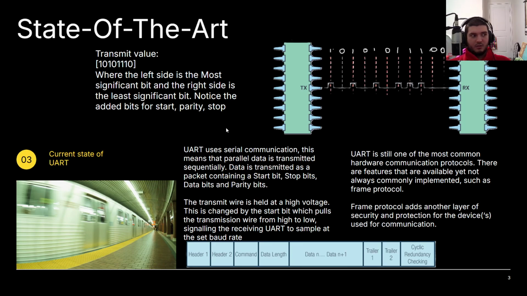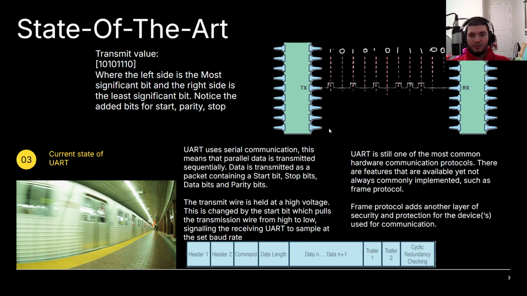Getting into the little technicalities of it, there's a transmit wire which is held at a high voltage, and there is a start bit, which is a little zero that gets appended onto this data. When that bit gets sent over the transmit wire, it pulls it to a low voltage, which signals to the receiving UART to start sampling that wire at the baud rate, which is predetermined by the system. It collects all these little bits and assembles them back into its original transmitted value.